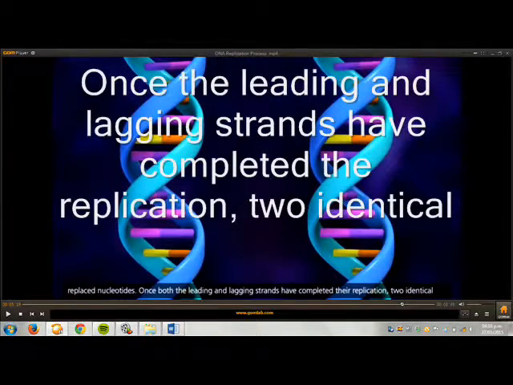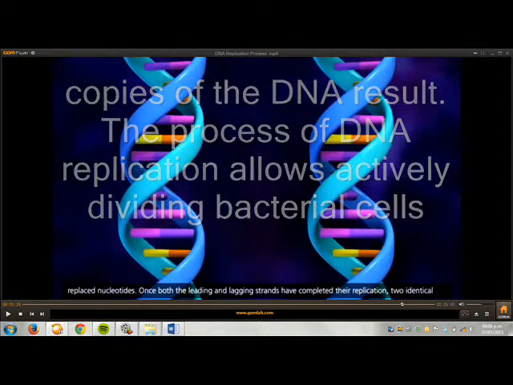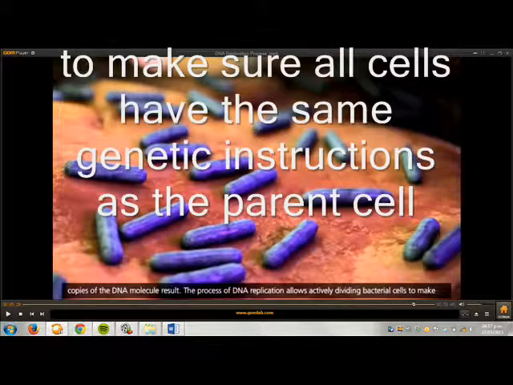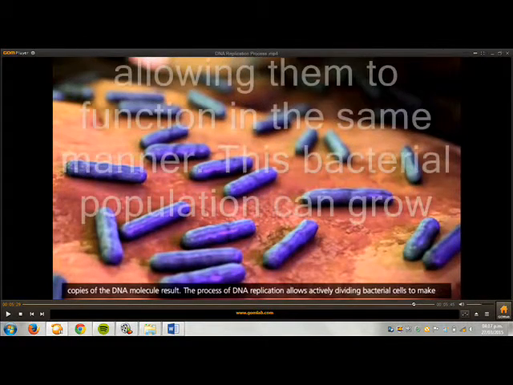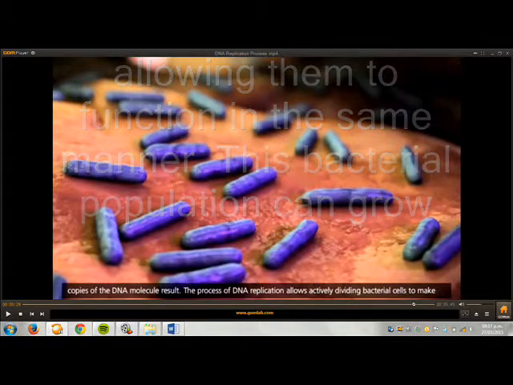Once the leading and lagging strands have completed their replication, two identical copies of the DNA result. The process of DNA replication allows actively dividing bacterial cells to make sure all cells have the same genetic instructions as the parent cell, allowing them to function in the same manner. This way the bacterial population can grow.